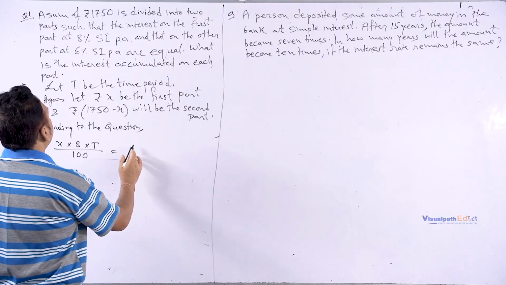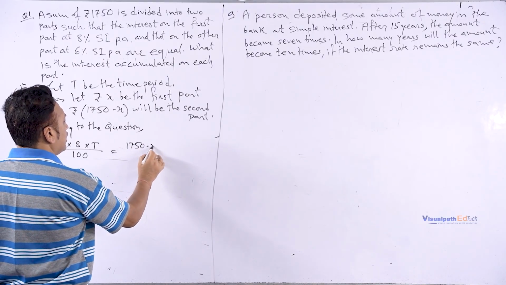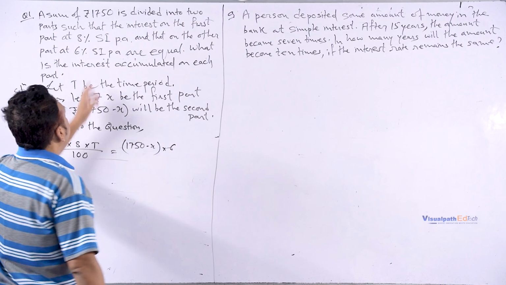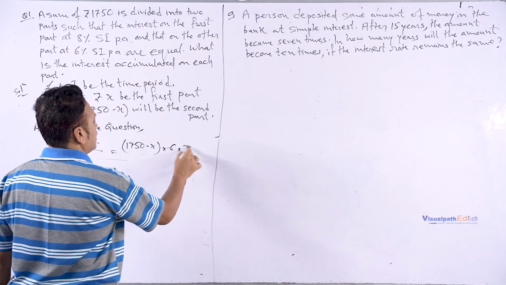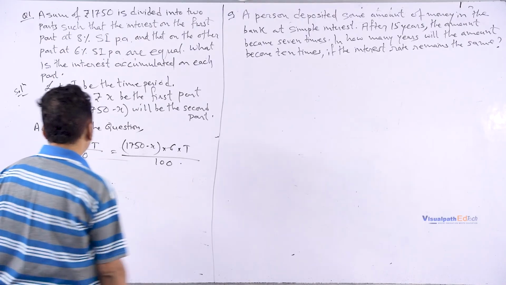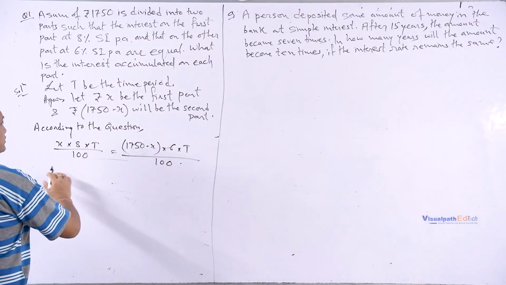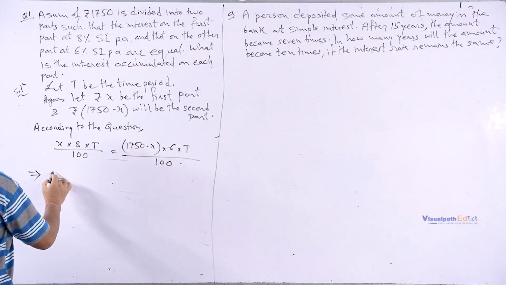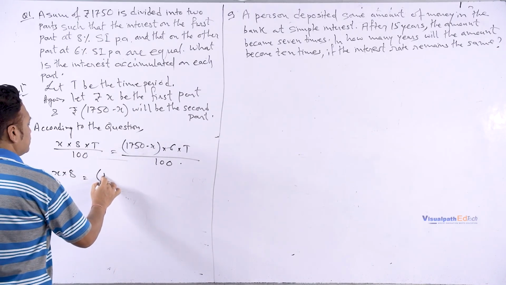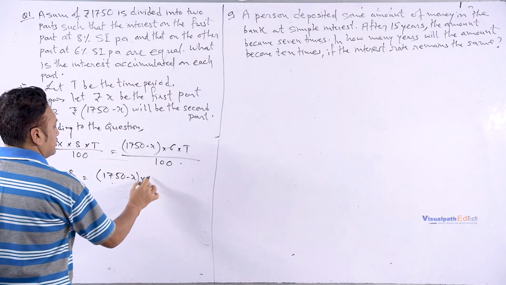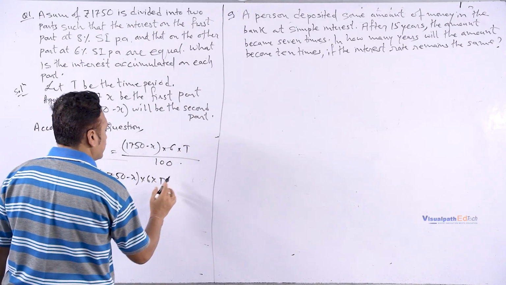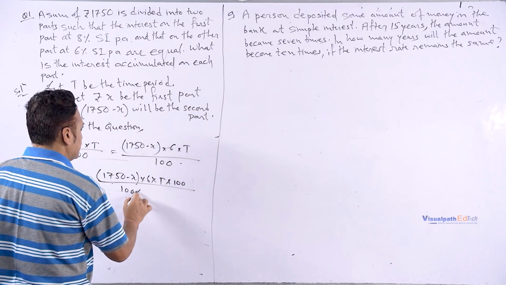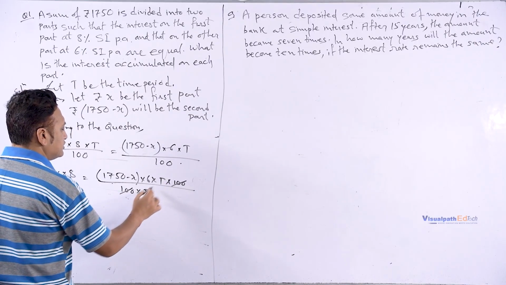That is exactly equal to 1750 minus X, this is the principal, the second amount, at 6% per annum for the same time period T, divided by 100. Okay. So, if I do cross multiplication, I get X into 8, and 100 and 100 can be cancelled, T and T can be cancelled.